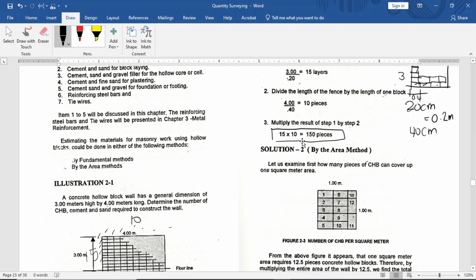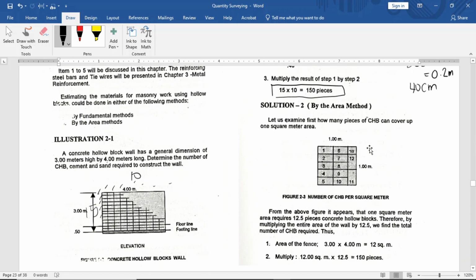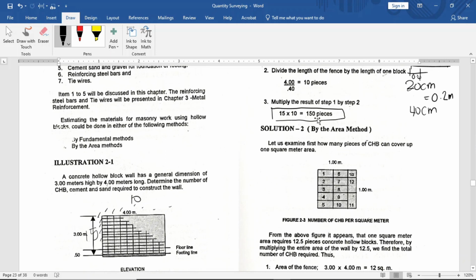Parang table lang, gawa lang tayo ng columns tsaka rows. So, kung may 15 rows tayo tapos 10 columns, 15 times 10, rows tapos columns, makukuha natin yung sagot na 150 pieces.